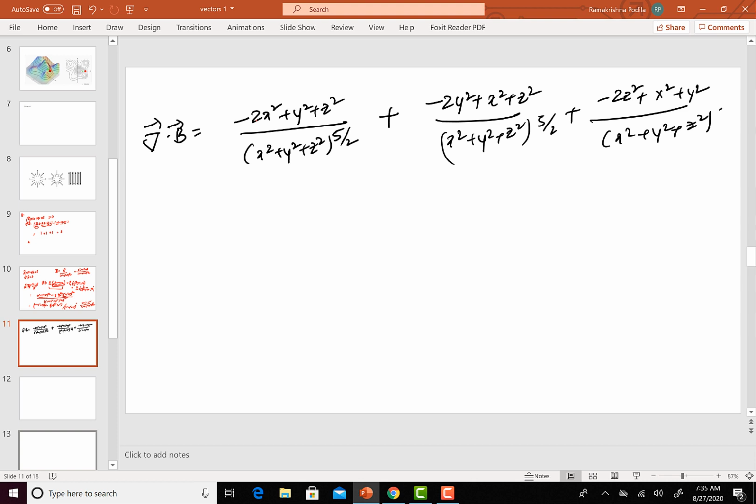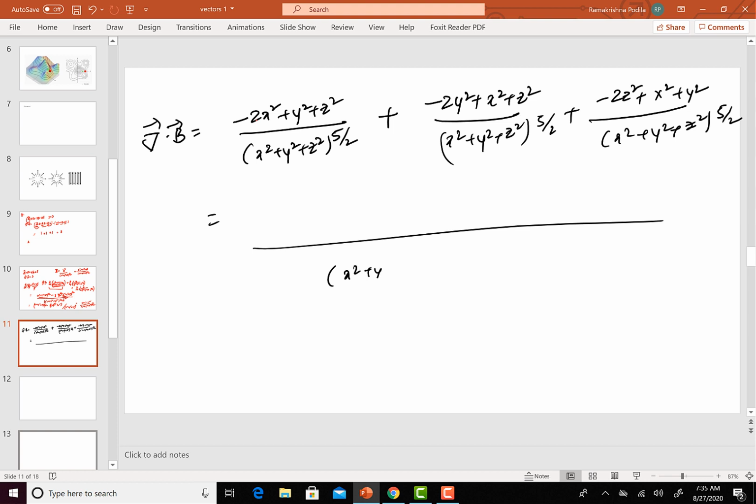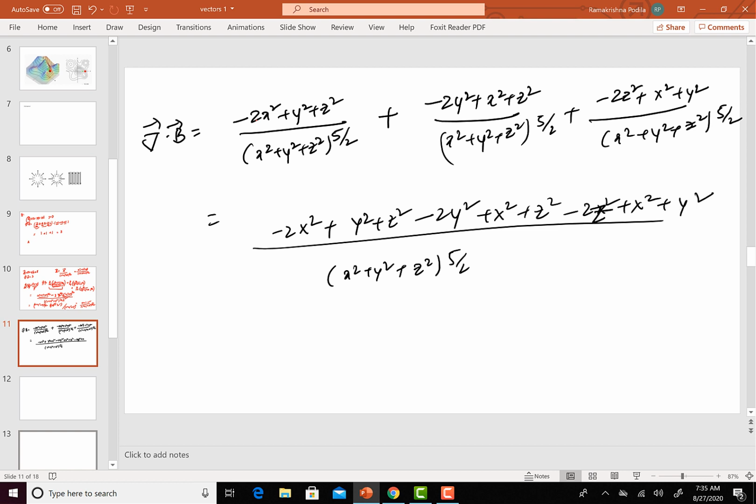So we are going to just simply add up the numerators, right? So the denominator is common, x squared plus y squared plus z squared to the power 5 by 2. I have here minus 2x squared plus y squared plus z squared, minus 2y squared plus x squared plus z squared. You can see where this is going probably, but bear with me for a minute here. So then I have one positive y squared, another positive y squared cancels with negative 2y squared. One positive x squared, one positive x squared cancels with this. Same thing with z squared, cancels out. So you get overall divergence to be 0.